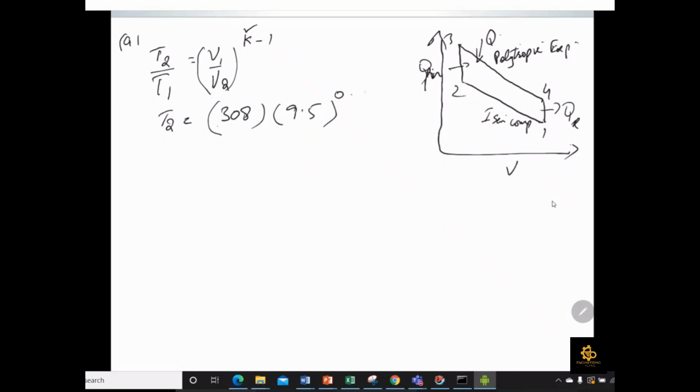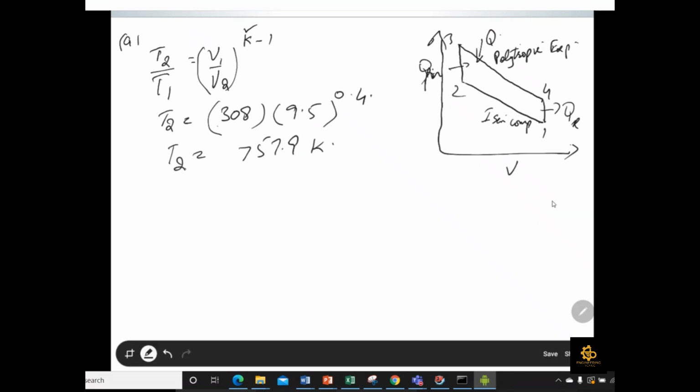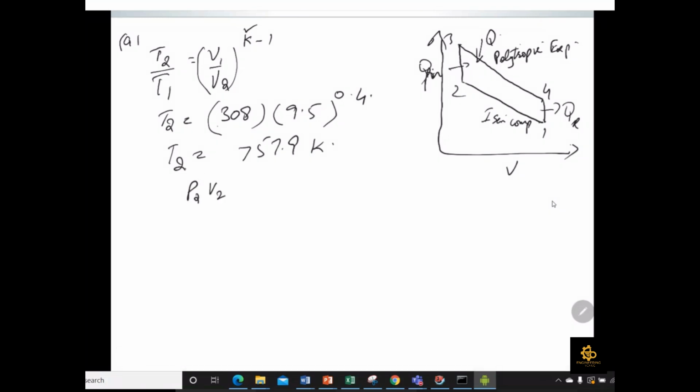And (k−1)/k = (1.4−1)/1.4 = 0.4. So just by solving, you will get 757.9 Kelvin as your temperature at point number 2. Okay, so now again you have to apply another relation in order to find the pressure, which we already know: the relation PV over T is equal to constant is valid for all the processes. So P2 V2 over T2 is equal to P1 V1 over T1.